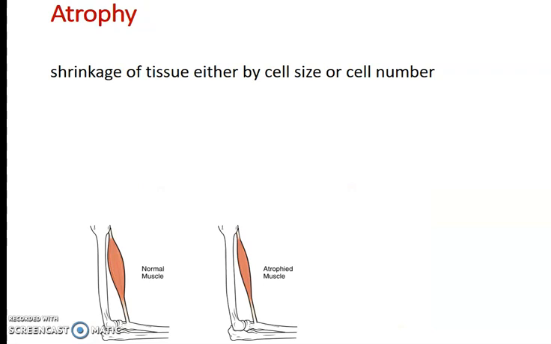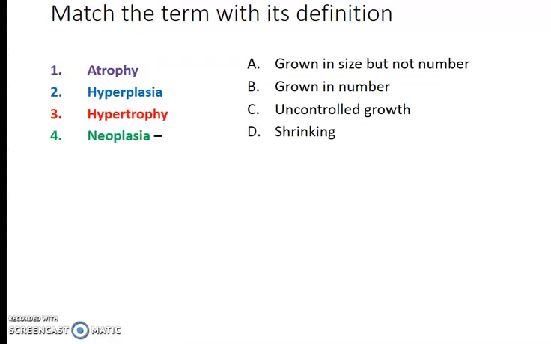Then finally, atrophy is shrinkage due to not using something. And a lot of our cadavers have atrophied legs because they're usually in wheelchairs or in bed the last year of their life or 6 months of their life. So they're not really using those muscles.